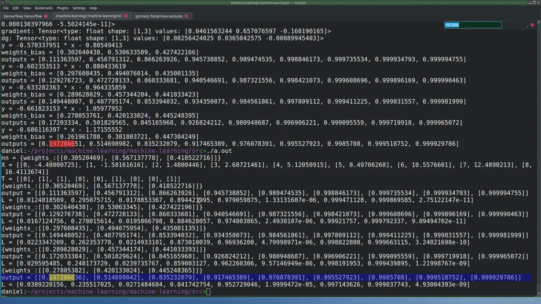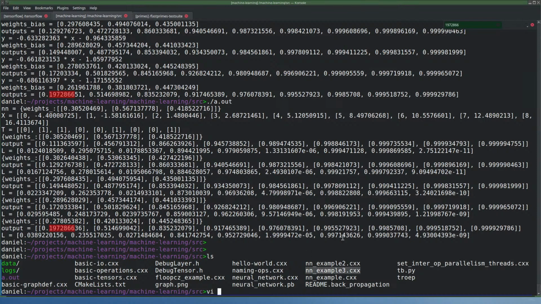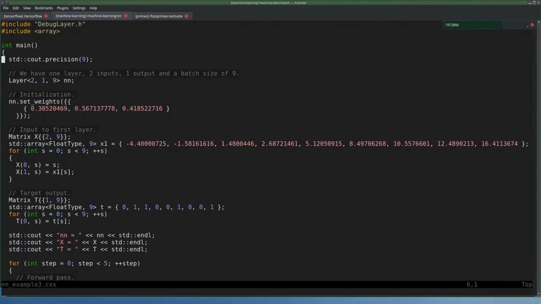So I think I have a program that kind of proves that it works. Because I wrote a second implementation. I'll show you how this looks like. So it's based on my quick hack layer and tensor and whatever. I wrote the classes for that. So I create a layer here with 2 inputs, 1 output, and a batch size of 9. I'm using this as a neural network.